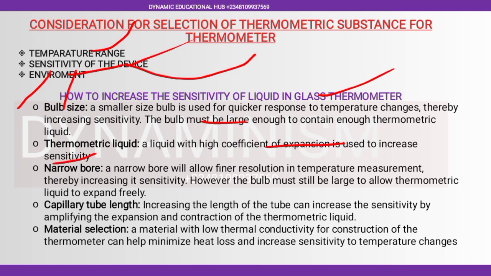The next one is narrow bore. A narrow bore allows finer resolution in temperature measurement, thereby increasing its sensitivity. Let me explain this word, resolution. Resolution in measurement is how, or to what extent, you can measure something. That's what is known as resolution.